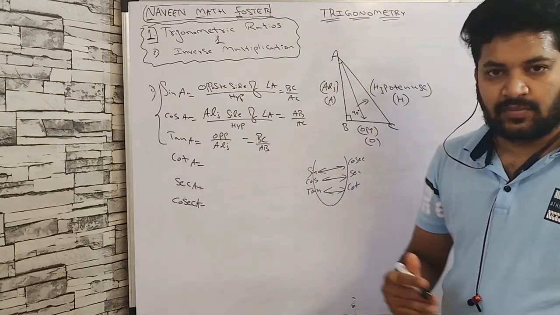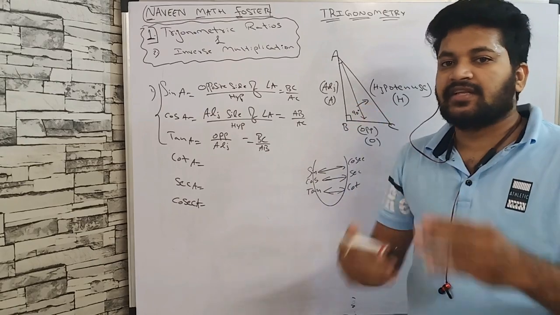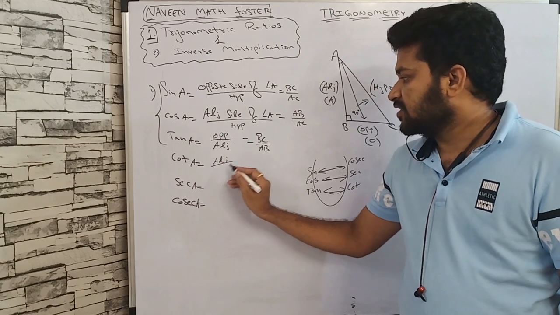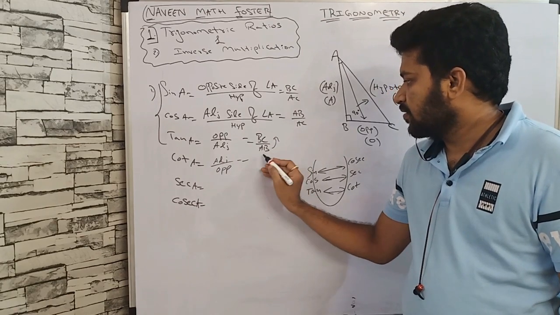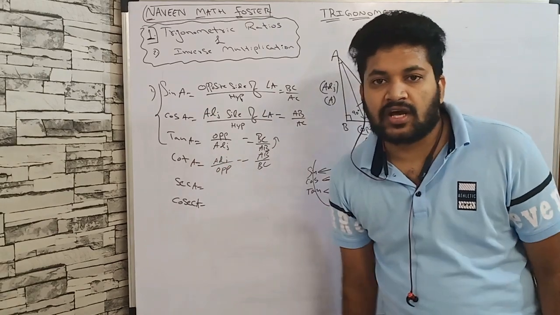Tan and cot are reciprocals. Reciprocal is nothing but interchanging the numerator and denominator. So opposite by adjacent becomes adjacent by opposite. Just interchange them: AB by BC. So tan and cot are reciprocals.